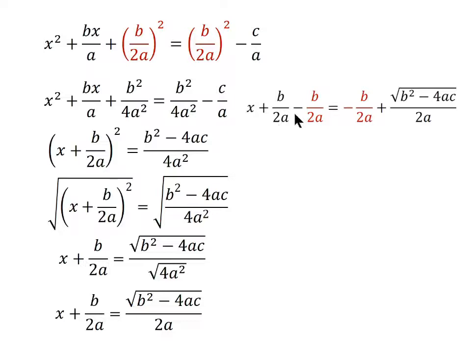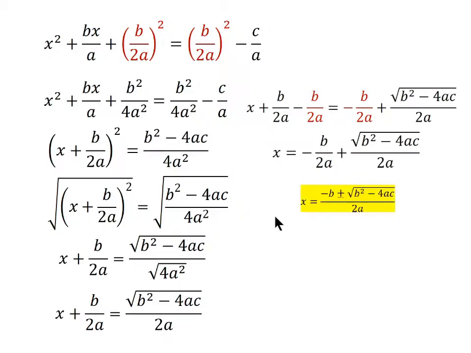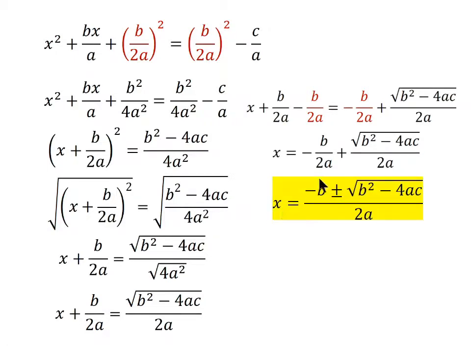x plus b over 2a minus b over 2a is equal to negative b over 2a plus the square root of b squared minus 4ac all over 2a. So simplify, we have x, this is 0, is equal to negative b over 2a plus the square root of b squared minus 4ac over 2a. Okay, since we have like fractions, we can combine. So x is equal to negative b, and since it's a square root, plus or minus the square root of b squared minus 4ac, all over 2a.